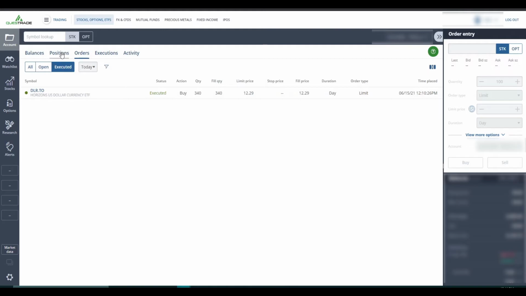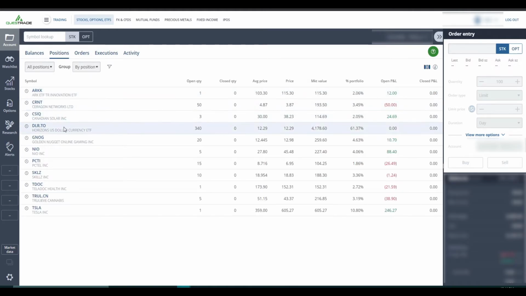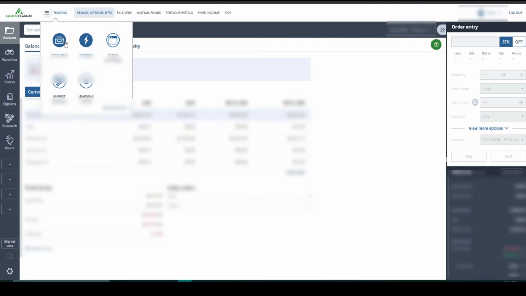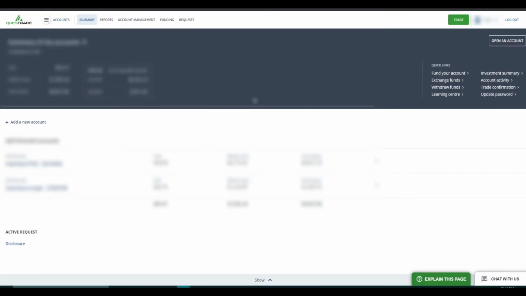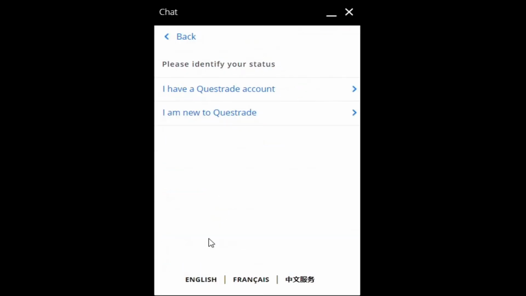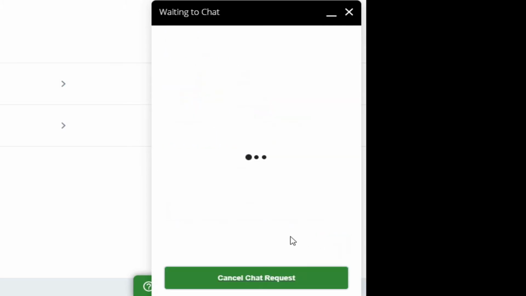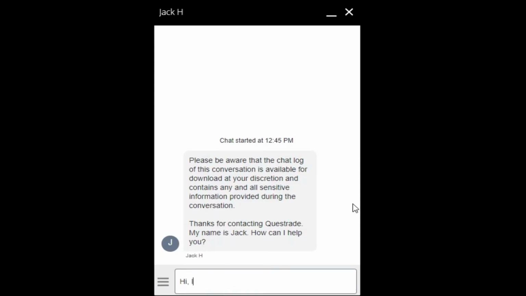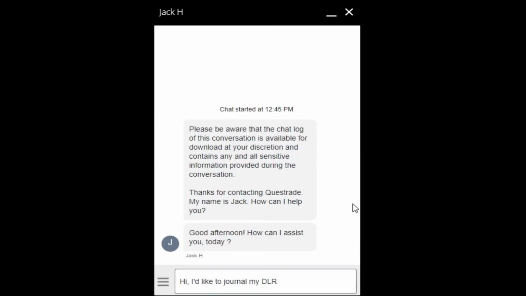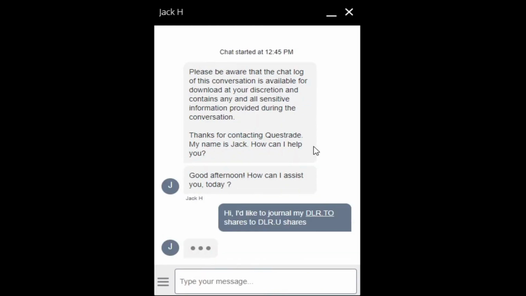Once your order is filled and you can see DLR.TO in your Positions tab, head over to the chat option in the main Questrade menu. Hit Chat with Us at the bottom right to queue an agent and ask them to journal your DLR.TO shares to DLR.U shares. They will understand immediately and complete your request after some verification questions. Within a day or two, you'll notice your DLR.TO shares are now DLR.U.TO shares and can be sold for US dollars in return. The whole process takes 3 to 4 business days, excluding any funding wait time.